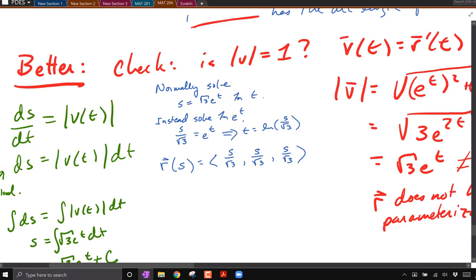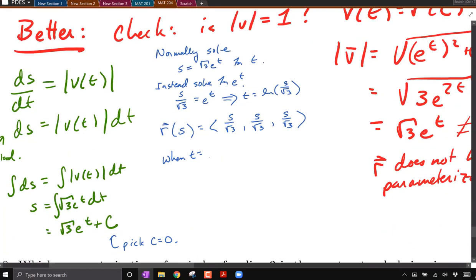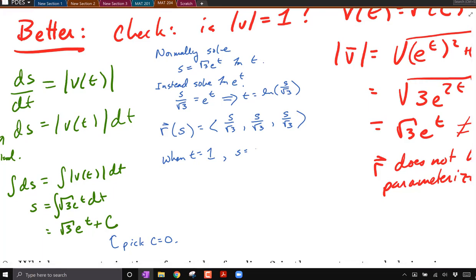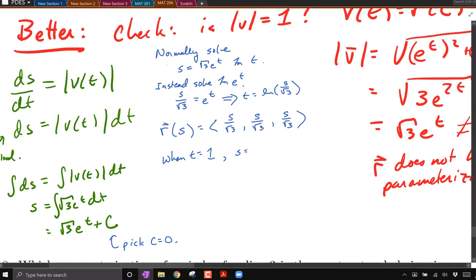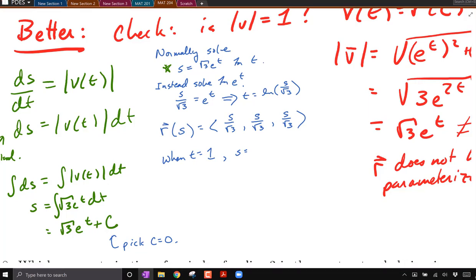So where did time originally start here? What was our lowest limit? When t was 1, we would have that s is equal to what, folks? Root 3 e. Does everyone see that? Probably the easiest place to see it is to go back up here, where I've already got the expression solved for s. So when t is 1, s is equal to the square root of 3 e.